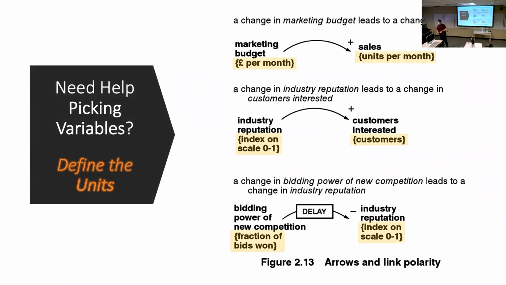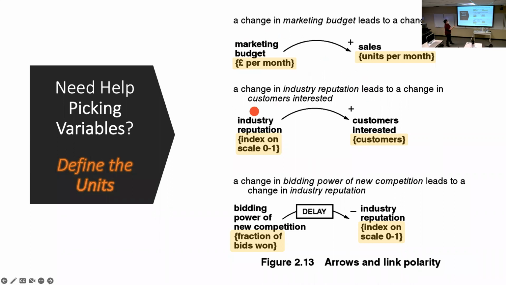Going along the lines with measurability or sortability, a nice trick, and it ends up being useful once we get into actually building the sims, is that as you pick your variables, also try to pick units. And if you can't come up with a unit, it's probably not measurable or sortable. So for example, marketing budget, well, that's easy. That's in terms of pounds per month, dollars per month. So I have a number, and that number exists on a number line. And if it exists on a number line, it's measurable and sortable. I know what a larger marketing budget and a smaller marketing budget is.